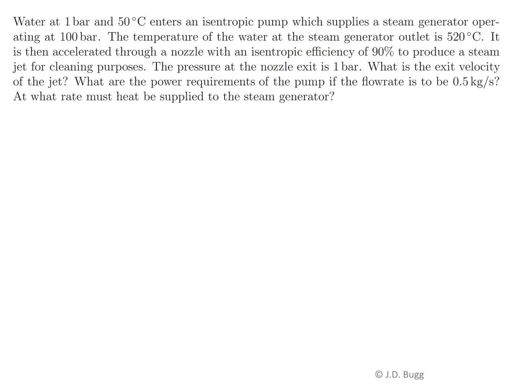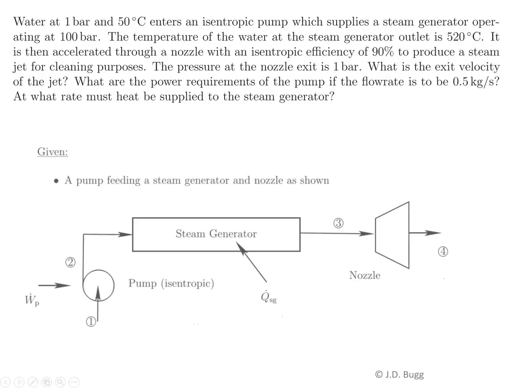So the first thing we want to do in the given information is just identify what those components are. From the problem description, we see we have an isentropic pump, and then that feeds a steam generator, and then the outlet of the steam generator goes through the nozzle. So we've labeled the state points 1, 2, 3, and 4, and we've recognized that there's a work input to the pump and a heat transfer going into the steam generator.